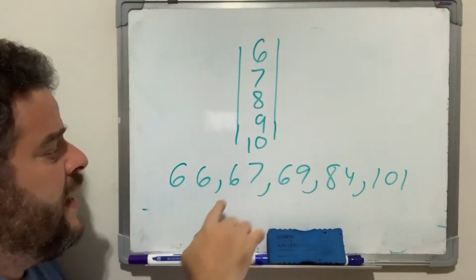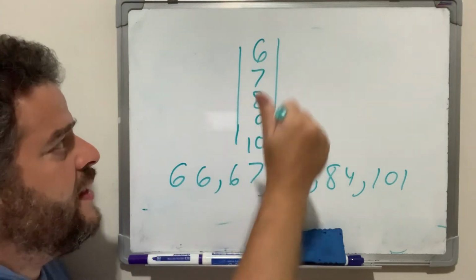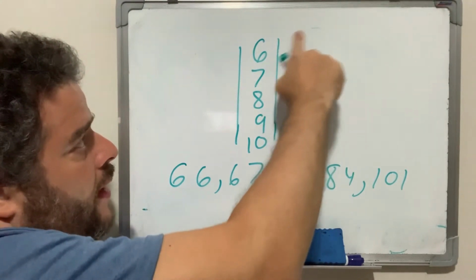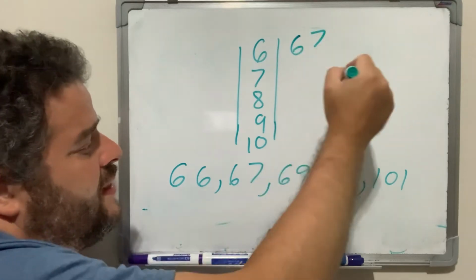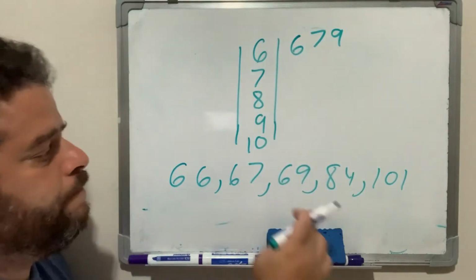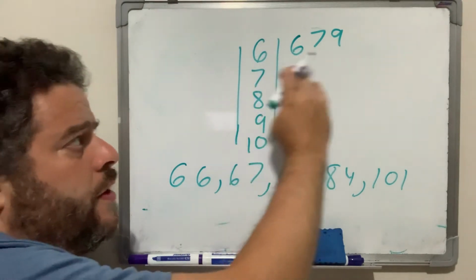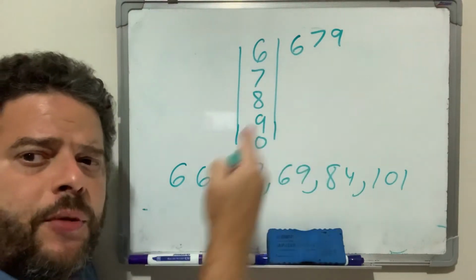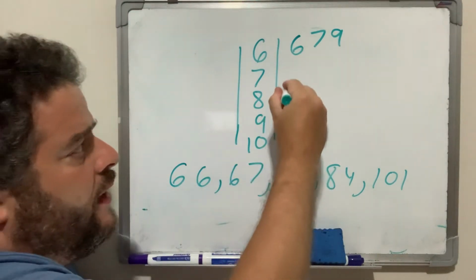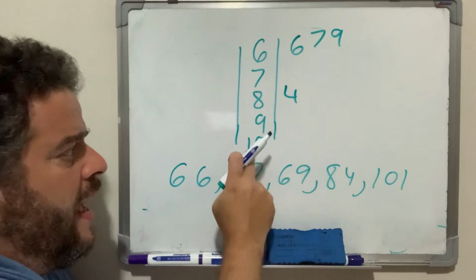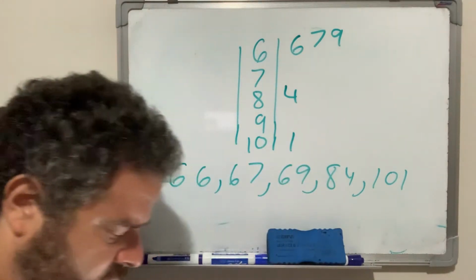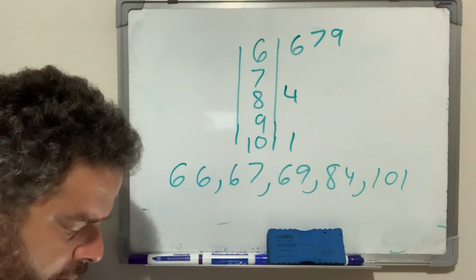Now in the 60s, I have 66, 67, 69, in order. No commas separate these values. For the 70s, there is nothing, so you leave it blank, because if you were to put a 0, that would mean you have 70. There is nothing there. Then 84, there's nothing on the 90s, and 101. Pretty much that is a normal stemplot.